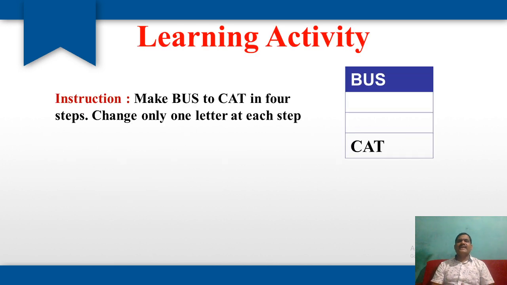Then the next activity you can find here is a learning activity, the ladder game. You have to proceed from bus to cat. There are 4 steps. The 2 steps are also missing here. You have to write 2 words, but at each step you have to change a single letter only. Okay. Proceed from bus to cat. Yes. By this activity, you can also develop the spelling of the learners.